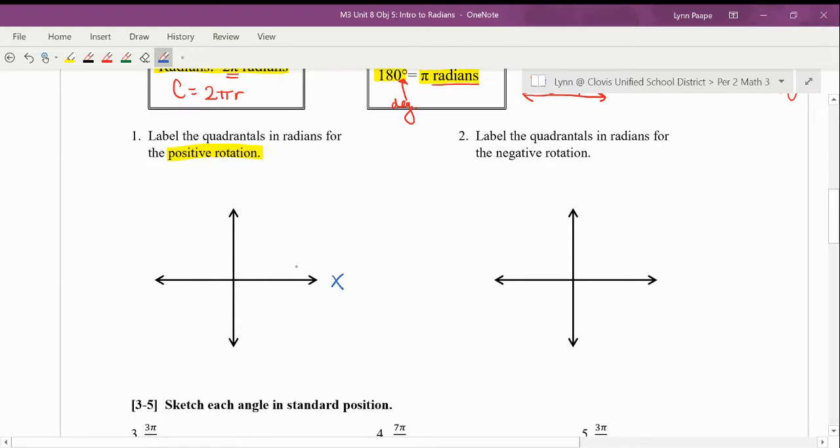And because we're going in a positive rotation, above the x-axis is 0, and we're going to rotate upwards, right? So that's counterclockwise. So I'm going to do a full rotation first. If I were to go all the way around the circle, remember that is 2 pi radians, which remember is the same as 360 degrees. So if I do half of a rotation, half would be over to here.